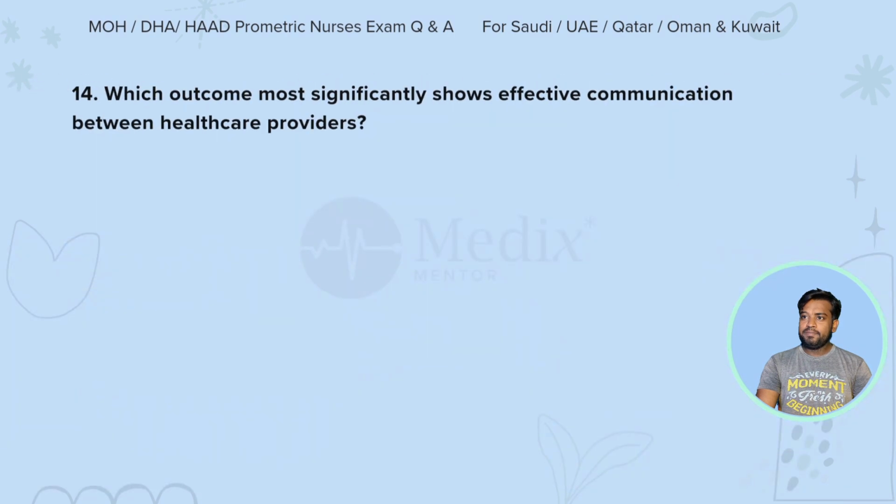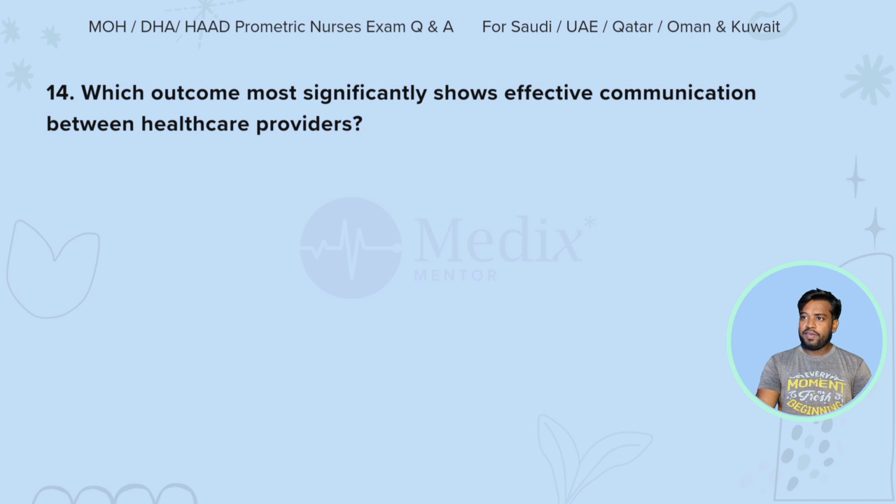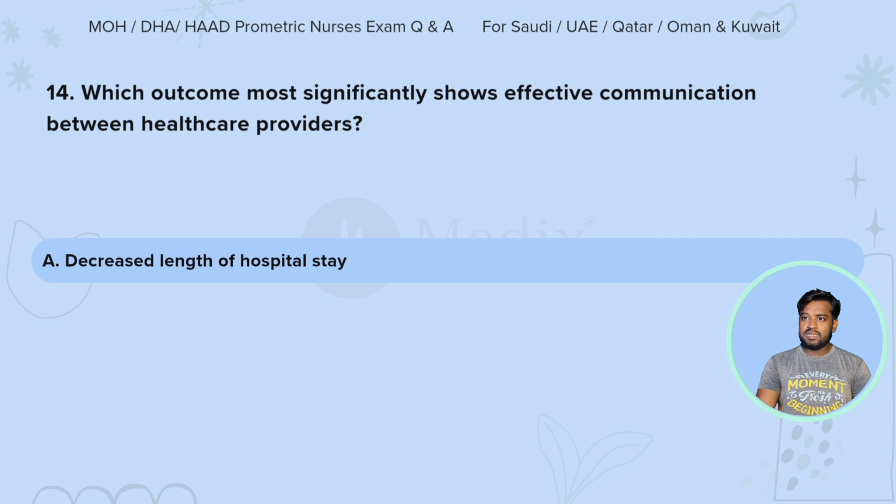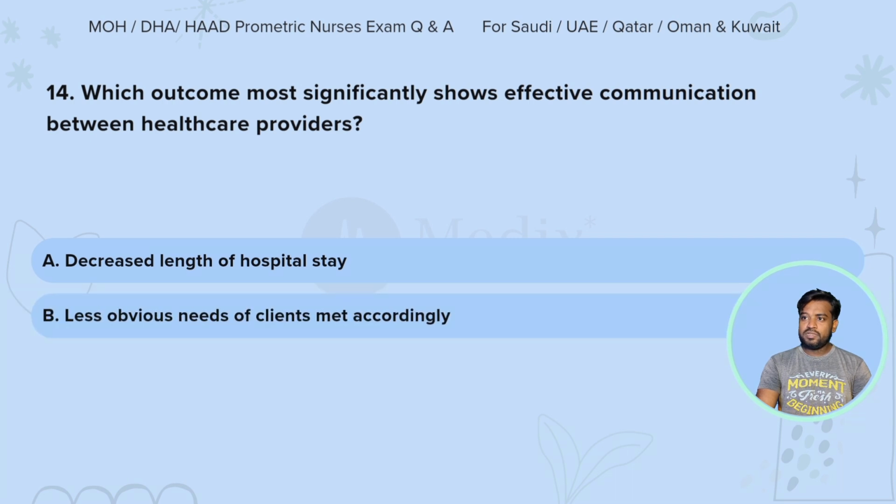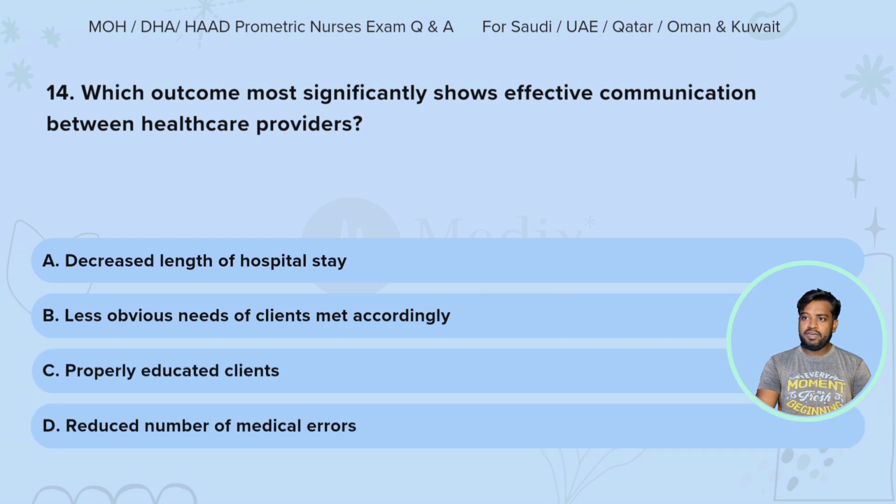Question number 14. Which outcome most significantly shows effective communication between healthcare providers? A. Decreased length of hospital stay. B. Less obvious needs of clients met accordingly. C. Properly educated clients. D. Reduced number of medical errors.